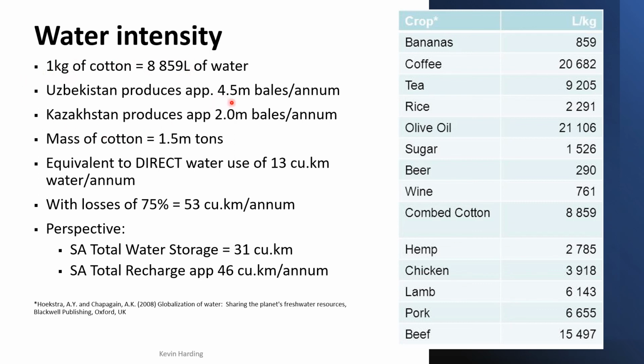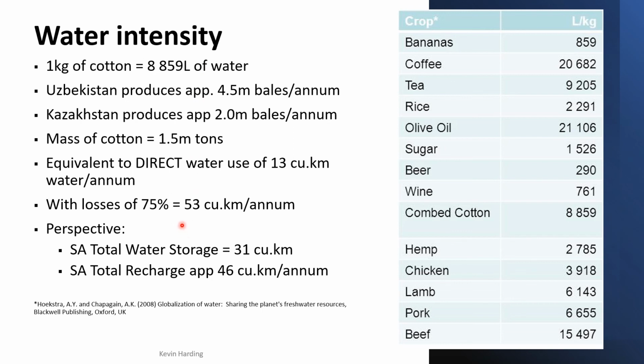Uzbekistan and Kazakhstan were producing 4.5 and 2 million bales per annum respectively. The mass of cotton is 1.5 million tons. So if we do a mass balance on that, just from the cotton, that is an equivalent direct water use of 13 cubic kilometers of water per annum. So that's purely on a mass balance, doing some ratio calculations on that. We've already said that there were up to 75% losses. So with a loss of 75%, we're now up to 53 cubic kilometers per annum. So that's where that number that we got earlier of 60 can come from. That's how we knew that number.